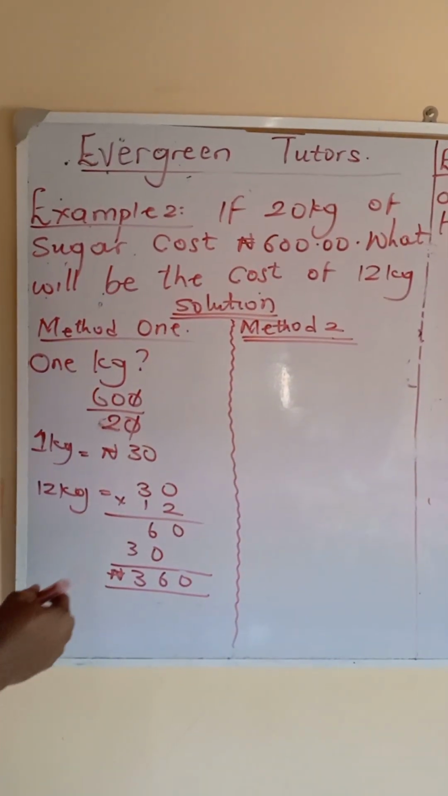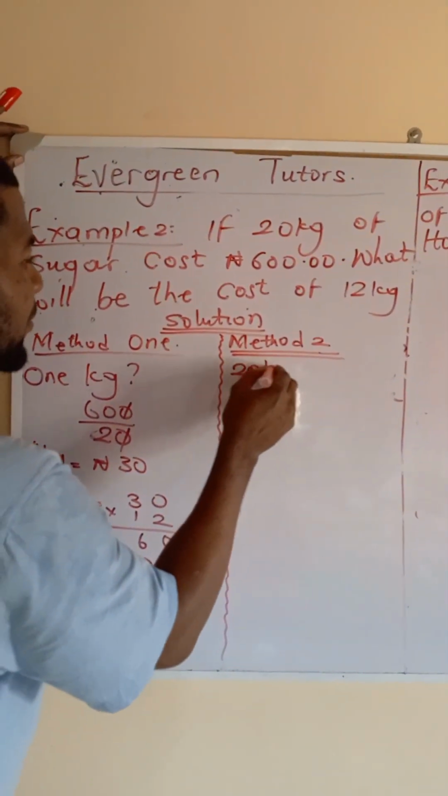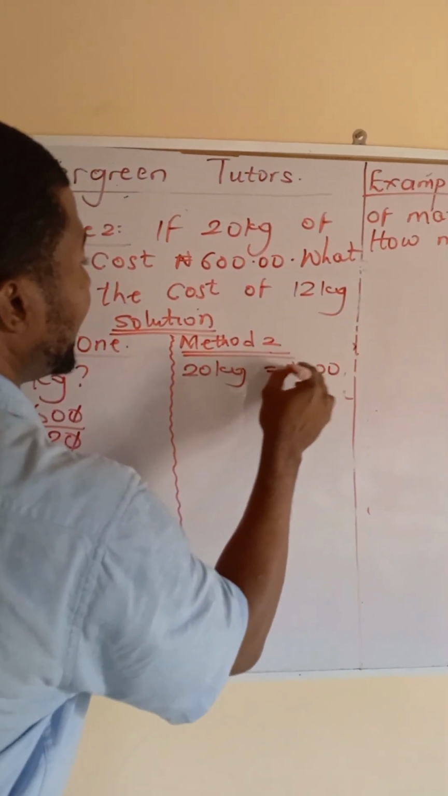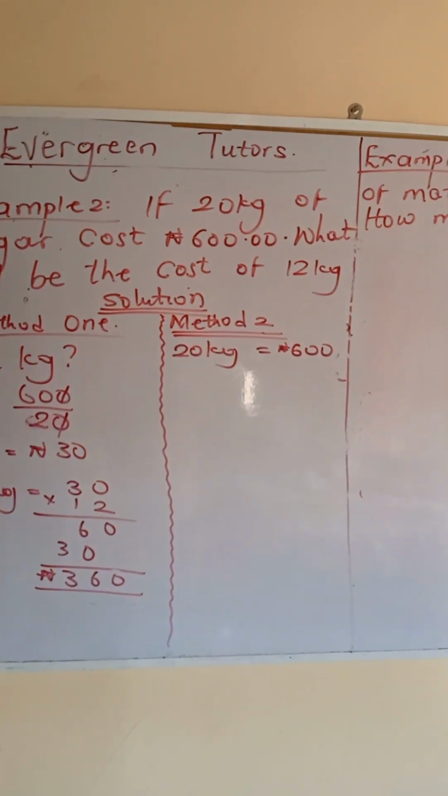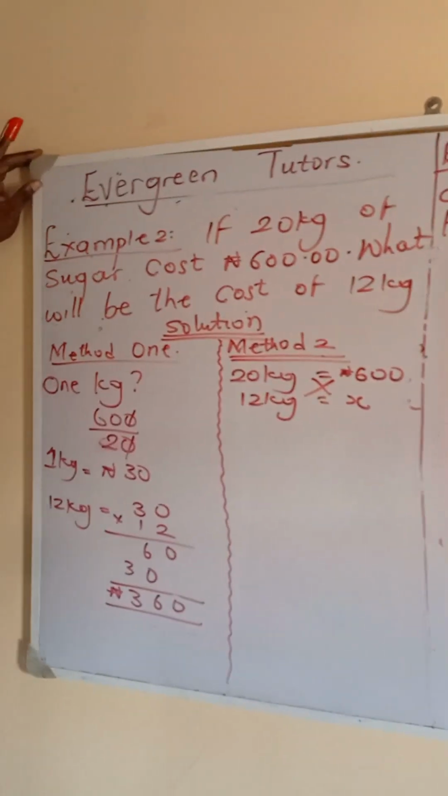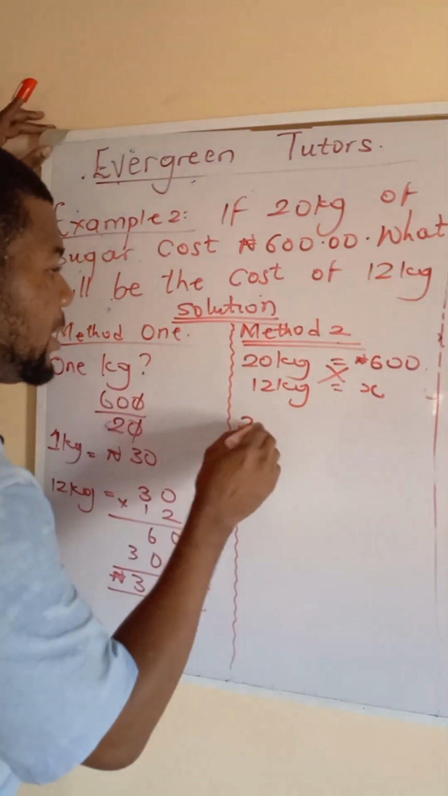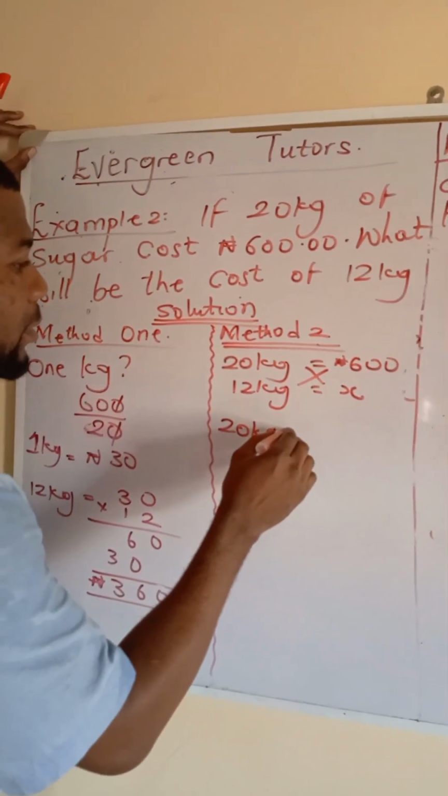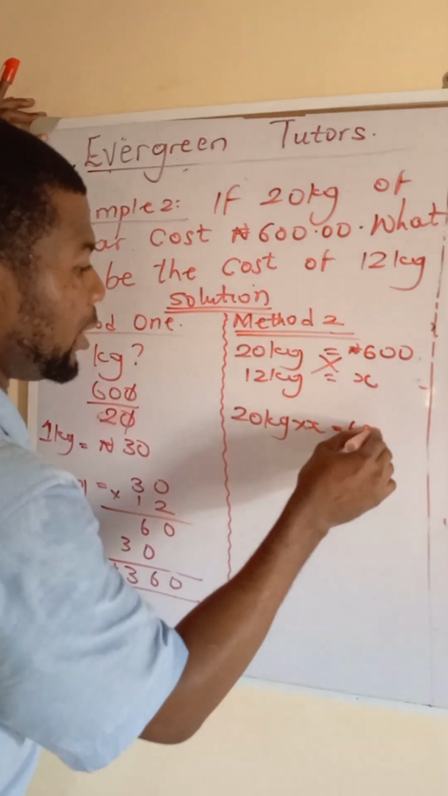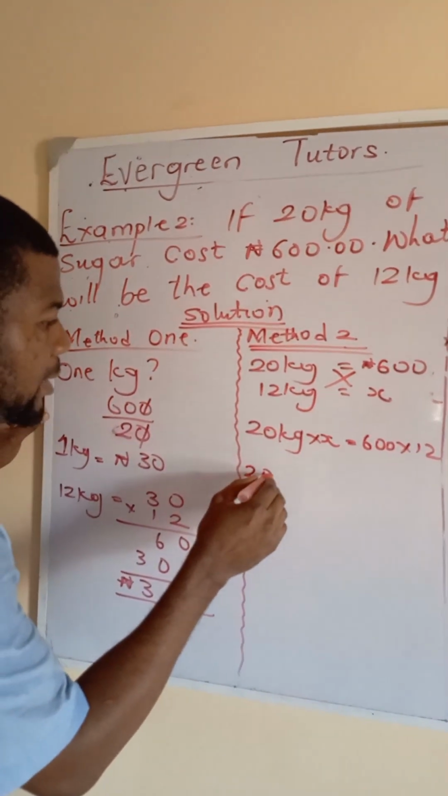In method 2, we are solving with the use of equivalent fraction. 20 kg costs 600 naira. What will be the cost of 12 kg? 12 kg is x. Cross multiply. It will be 20 kg multiplied by x equals 600 multiplied by 12. This will give me 20x.